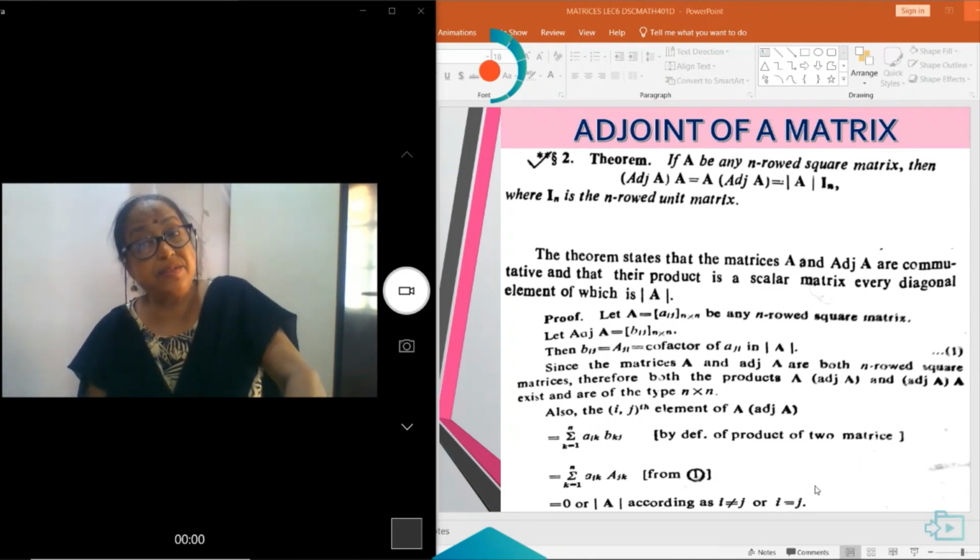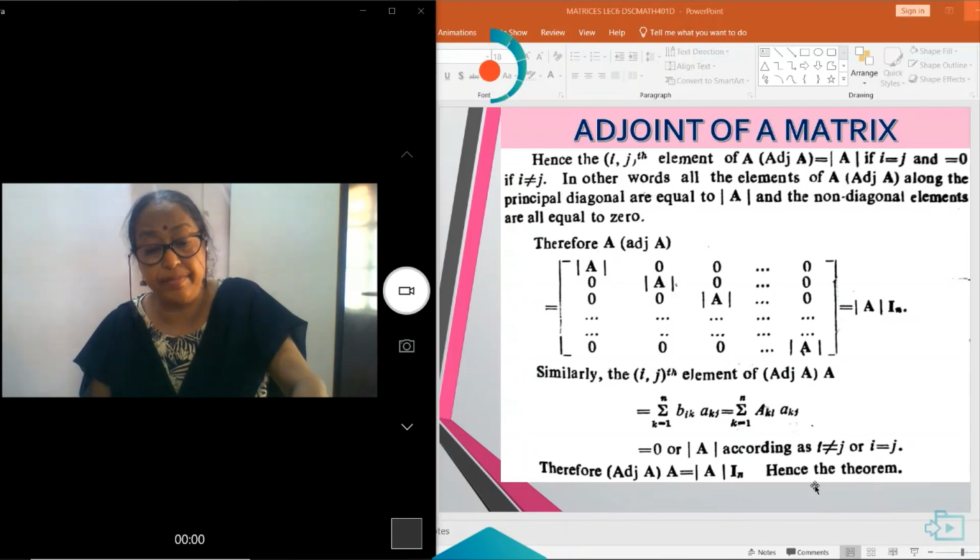Mind it, this is a very important theorem, and it often comes in the exam.